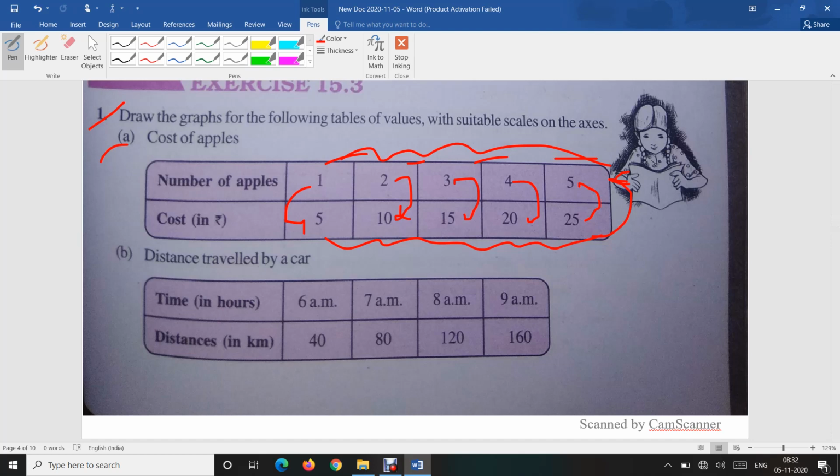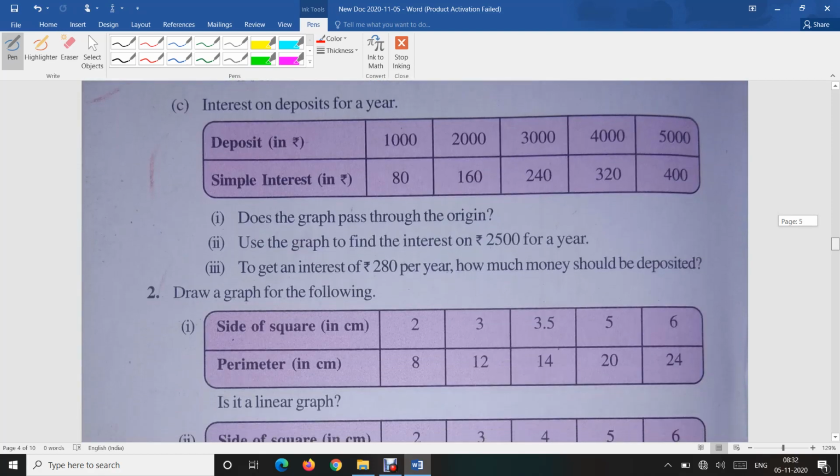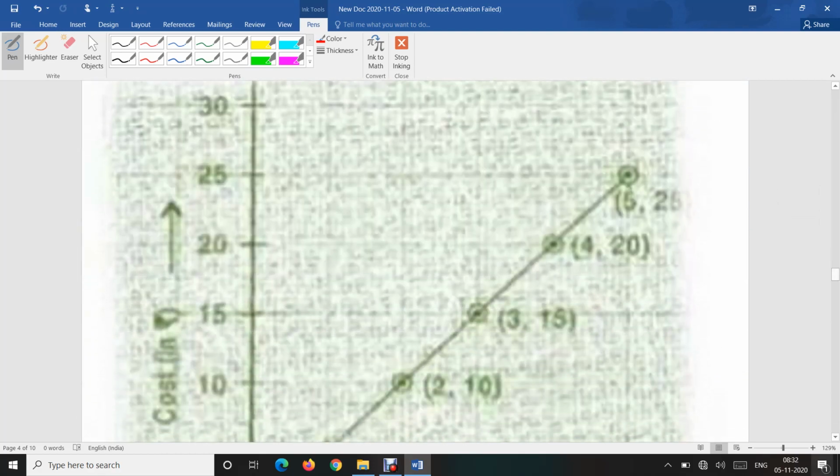So how can you draw the graph for that? Now see, first of all you have to choose a scale. This is the graph. Let us reduce that graph so that you can see it easily.